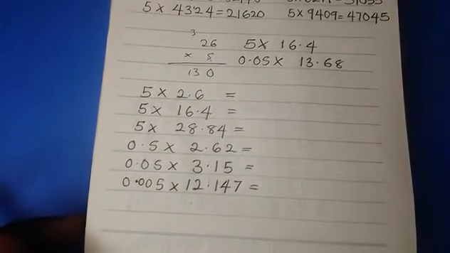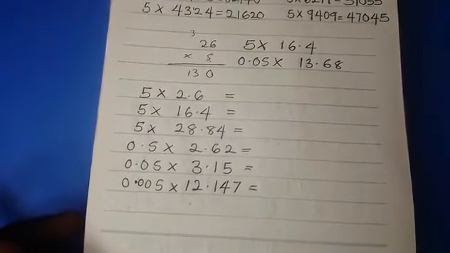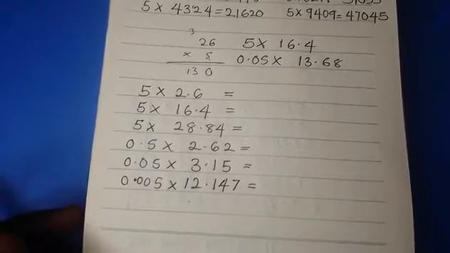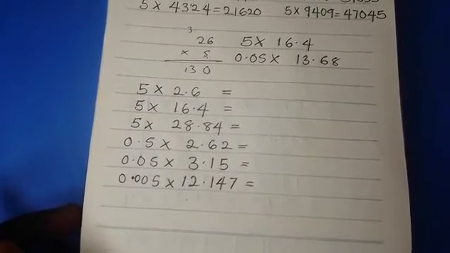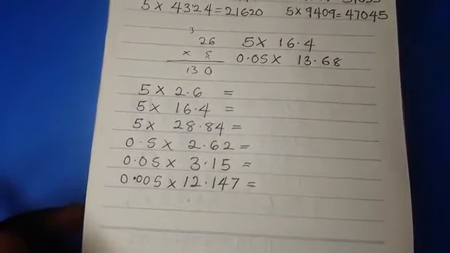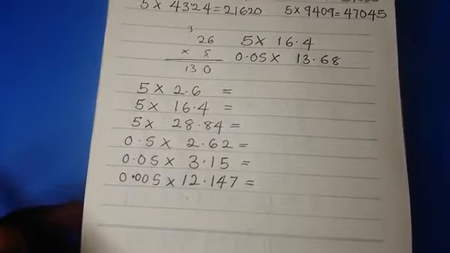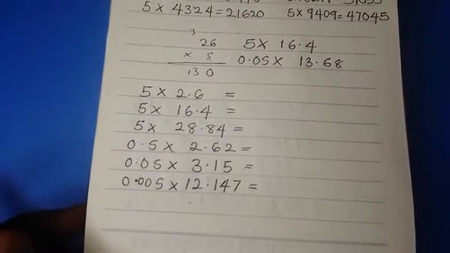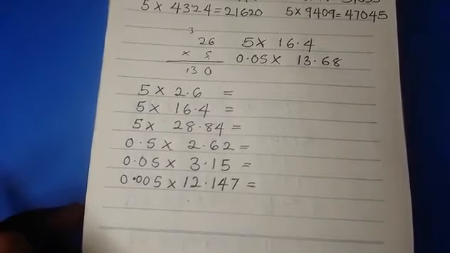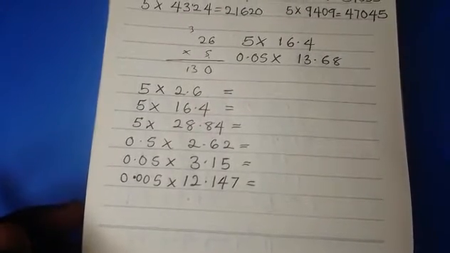Okay, so welcome to the second part of the tricks we are looking at. The possible tricks you can use to multiply any number by 5. Now, in this second video, we are going to be looking at decimal numbers. How do I multiply decimal numbers without using a calculator, in very short time?